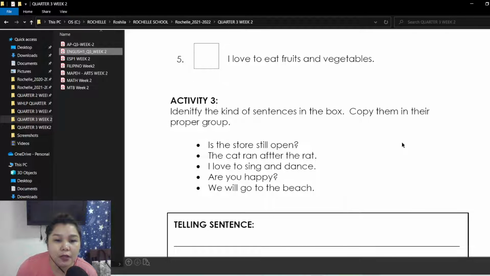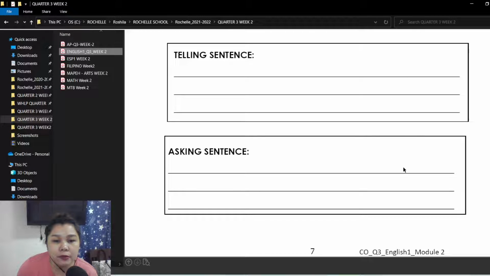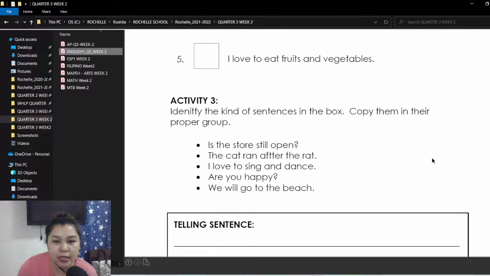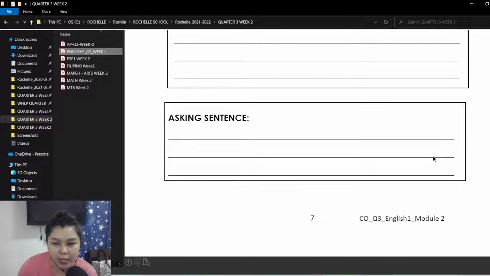And activity 3, makikorek na lang spelling. Identify the kind of sentences in the box. Copy them in their proper group. So we have here 5 sentences. You need to write them down under the group na telling sentence or asking sentence. So write it properly.